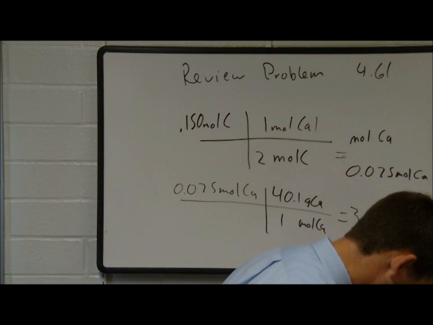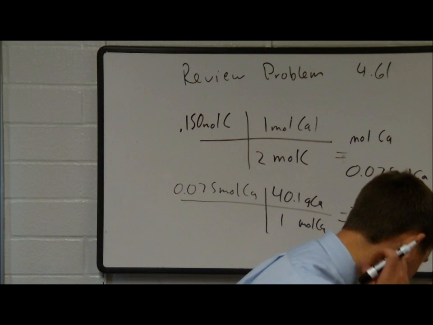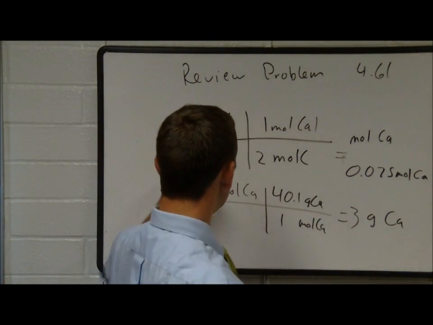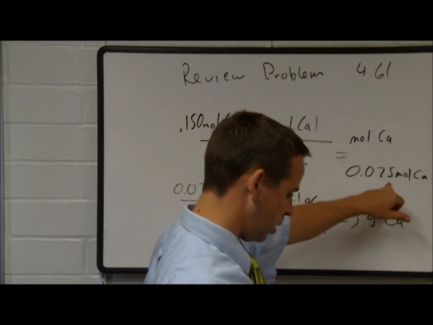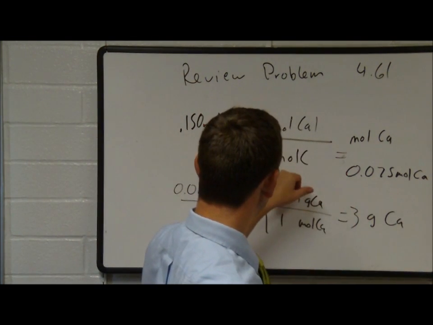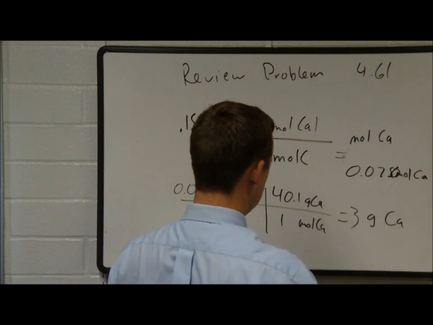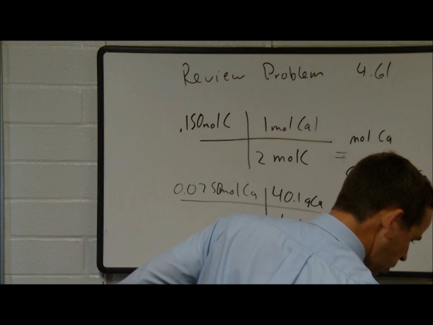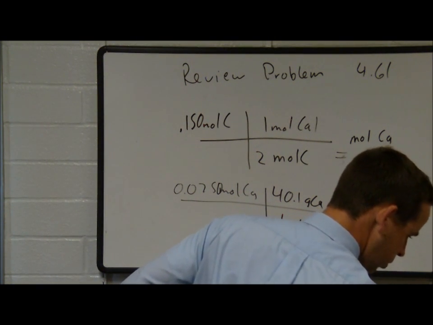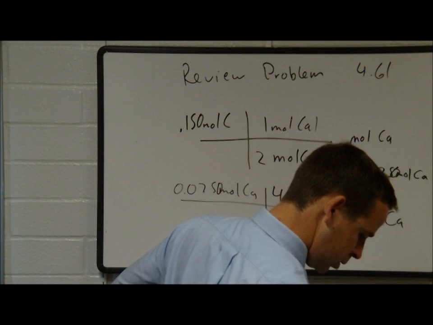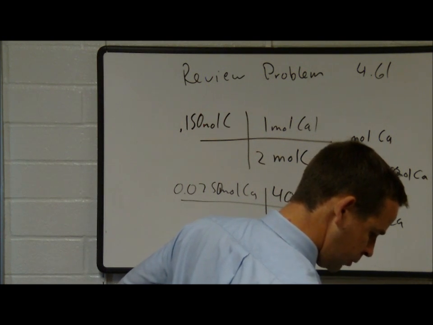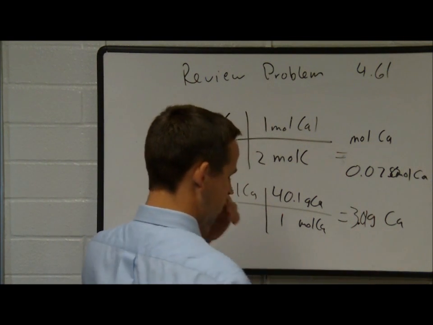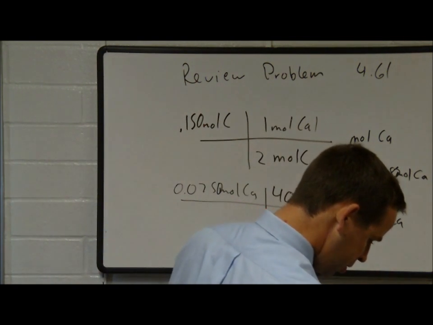Let's just double check we're still okay. Good. All right, and they have 3.01 in there, and it looks like this should be 3 significant digits as well. So this is 0.0750 times 40.1. That'll give us 3.01 grams of calcium. All right, 463.